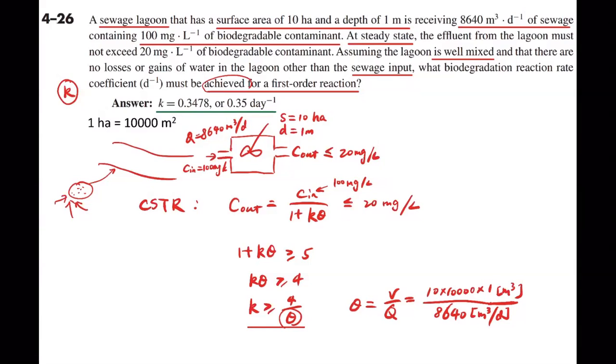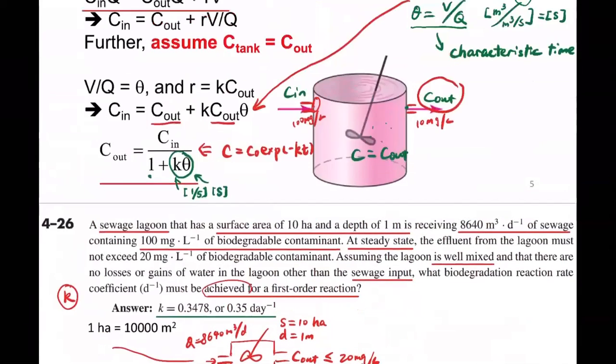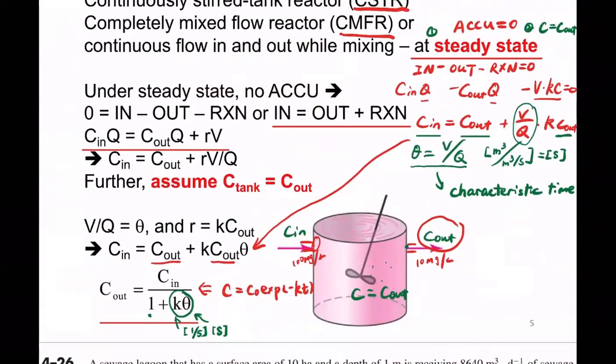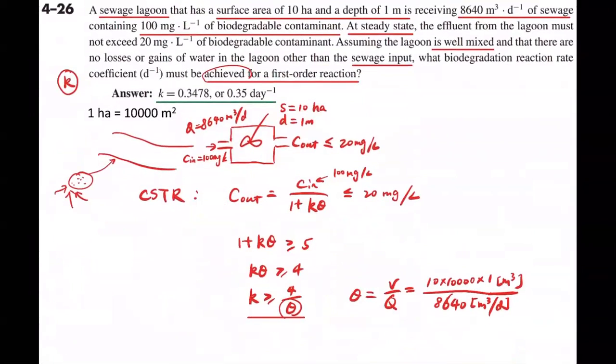How are you able to calculate theta? Oh, the theta? Yeah, the theta is the characteristic time. If you remember here, we did a substitution, so the time is equal to V divided by Q. V is the volume of the reactor, Q is the flow rate. For this problem, it provides you the geometry for this pond and also the flow rate for this pond, so you can do that calculation to find out this time.